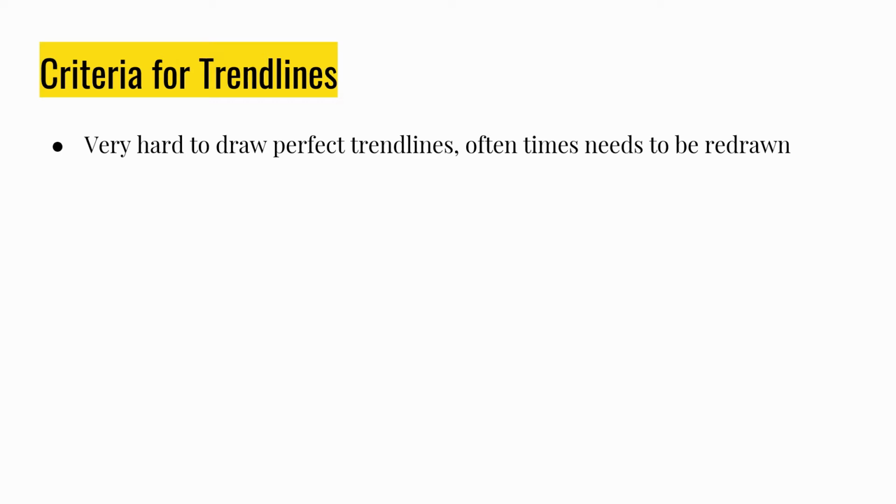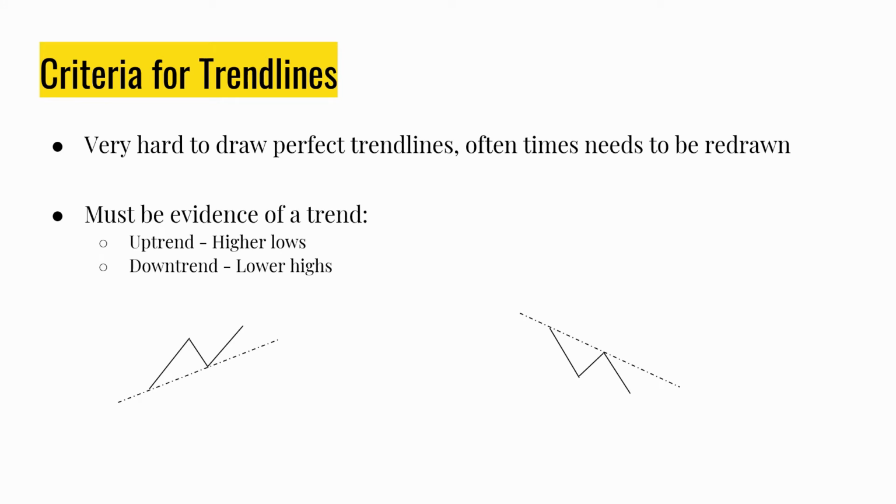The second rule to remember is that there must be a trend present. As discussed extensively in a previous video, an uptrend is when the stock consistently makes higher lows, and a downtrend is when the stock consistently makes lower highs. As for sideways price action, we don't usually draw trend lines when there's a horizontal trend or when the stock is moving sideways within a certain price range.